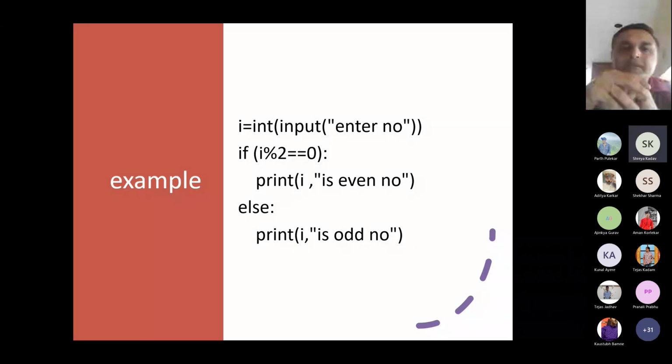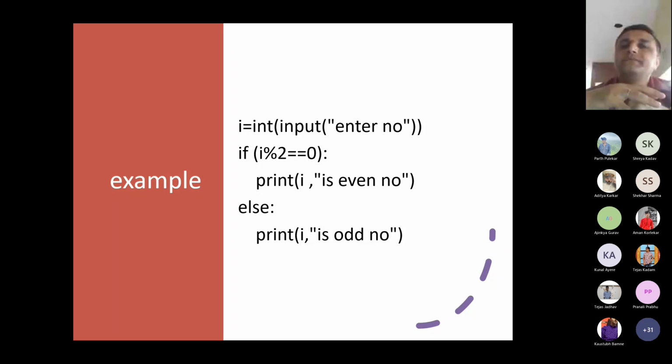Yes or no? Yes, sir. So accordingly, there is an execution of the statement. So if I mod 2 equals 0 means what? The input number is 0. Then it is the even number.